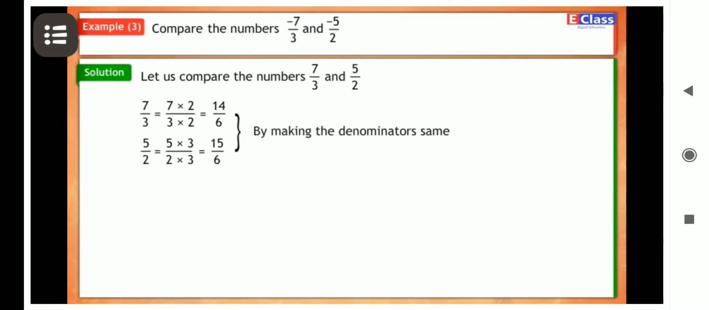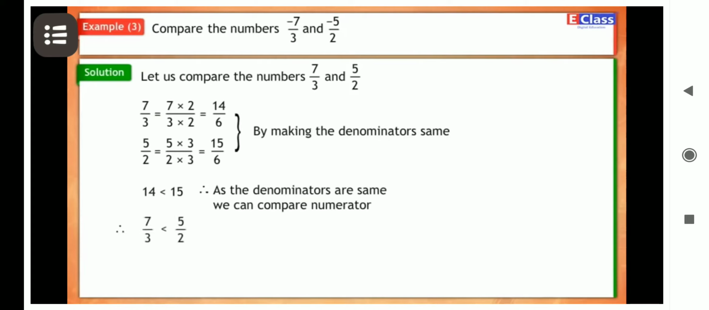Therefore, by making the denominators same, 14 is less than 15. Therefore, as the denominators are same, we can compare numerators. Therefore, 7 by 3 is less than 5 by 2. Therefore, -7 by 3 is greater than -5 by 2. Therefore, if A is less than B, then -A is greater than -B.